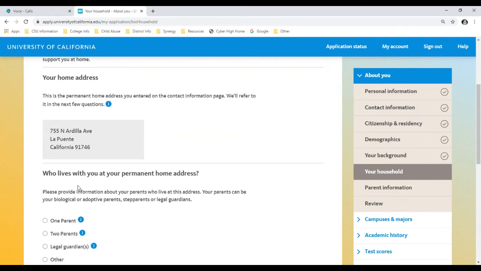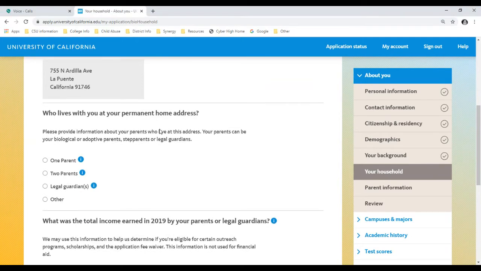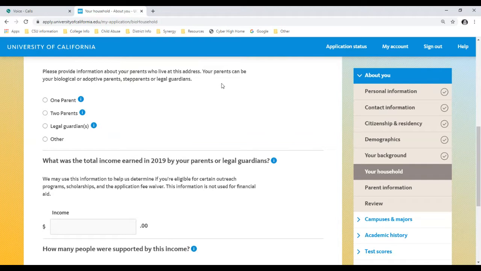Make sure you put your address. Who lives with you in your permanent home address? It says, please provide the information. Now, you don't have to provide the information for both parents, but you can. As you can see, you have the options. You can do one parent, you can do two parents, you can do legal guardians, or you can even say other. So I'm going to put one parent.